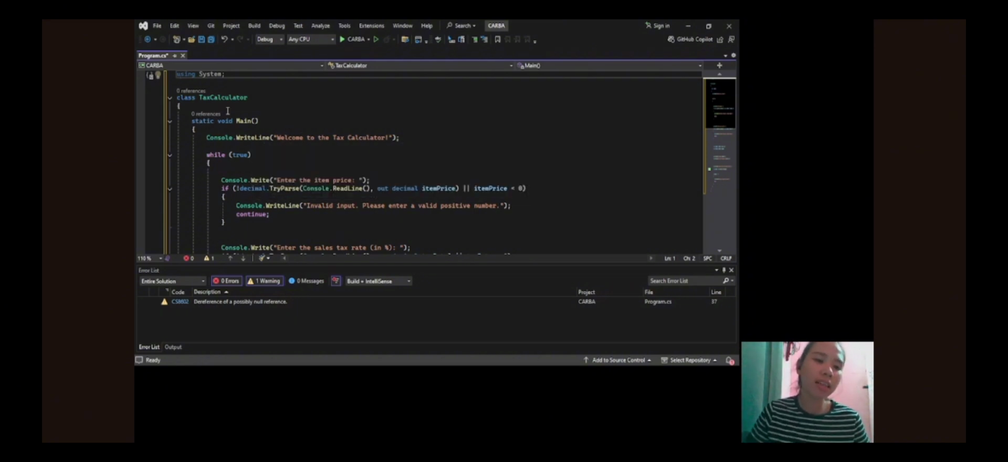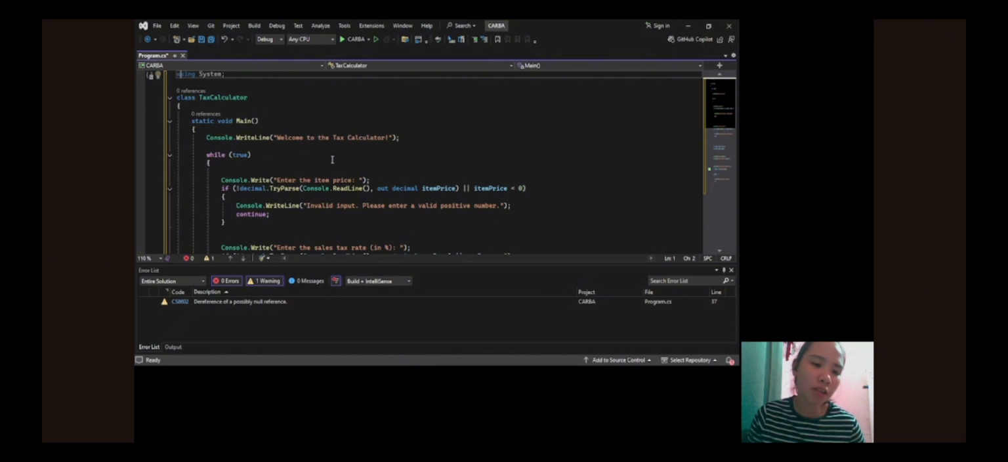So the next line, static void Main, is the entry point of the program, where the execution starts. The next line is Console.WriteLine, Welcome to the Tax Calculator. It prints a welcome message to inform the user about this program, which calculates tax.